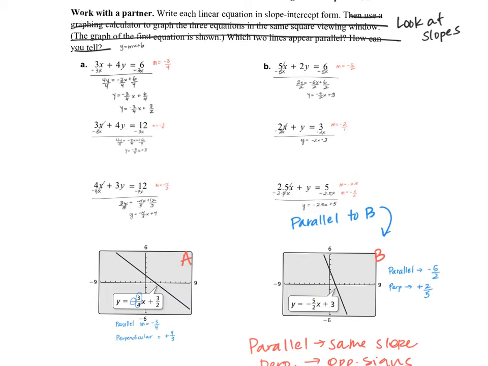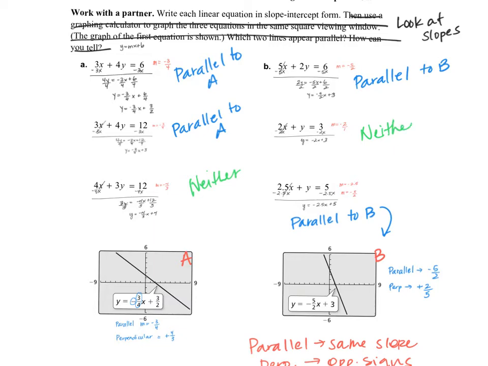Any more negative 5 halves? Oops, this one's parallel to B. Negative 5 halves. Nope. So let's see, parallel to negative 3/4. This is parallel to A. Anything else? Negative 3/4. Nope. So these other ones are going to be neither. And that is also an option. So you have parallel, perpendicular, or neither.